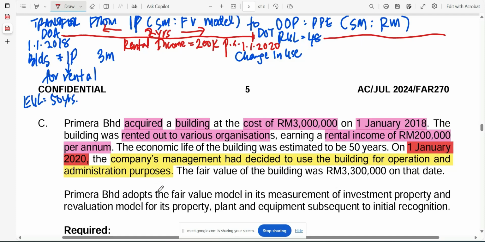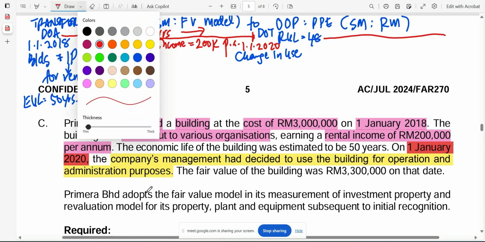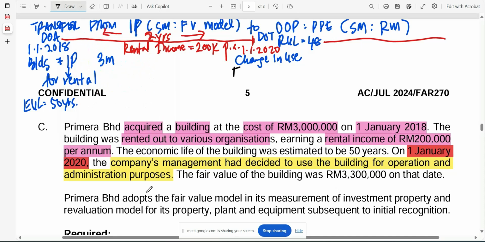Right. So the fair value of the building was 3.3 million on that date. On the date of transfer, which is 1st of January 2020, the fair value is 3.3 million. Remember I mentioned to you earlier, on the day of transfer, you need to determine what the fair value is. So you have determined the day of transfer. The reason for the transfer, the change in use here, is what?